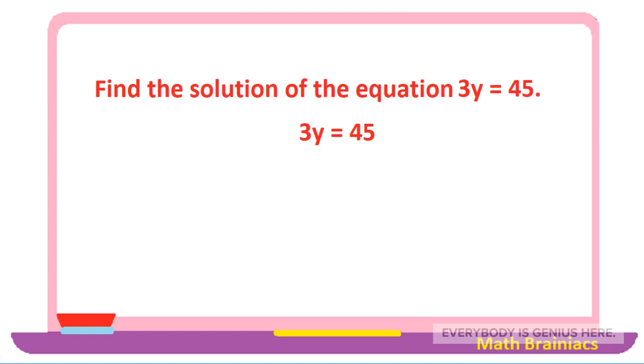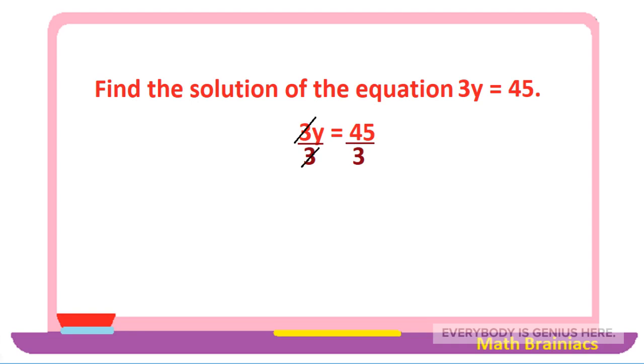In the equation 3y is equal to 45, there is multiplication. 3 is multiplied with the variable y. If we have multiplication in our equation, we're going to use the division property of equality. We're going to divide both sides of the equation by 3.